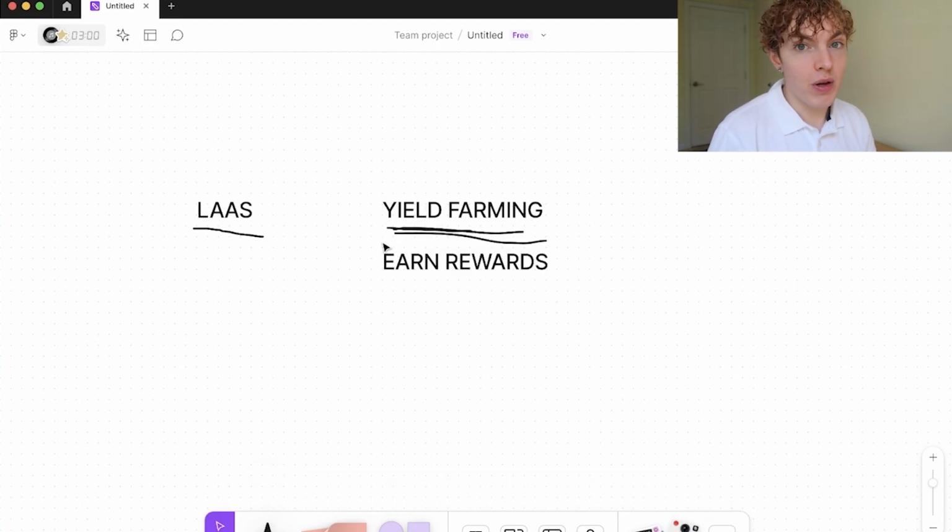So there's yield farming, where you're essentially providing liquidity, you're staking it, and you're earning rewards as you're staking it. So you're pretty much like mining. This incentivizes you to provide more liquidity so you can keep on earning rewards.